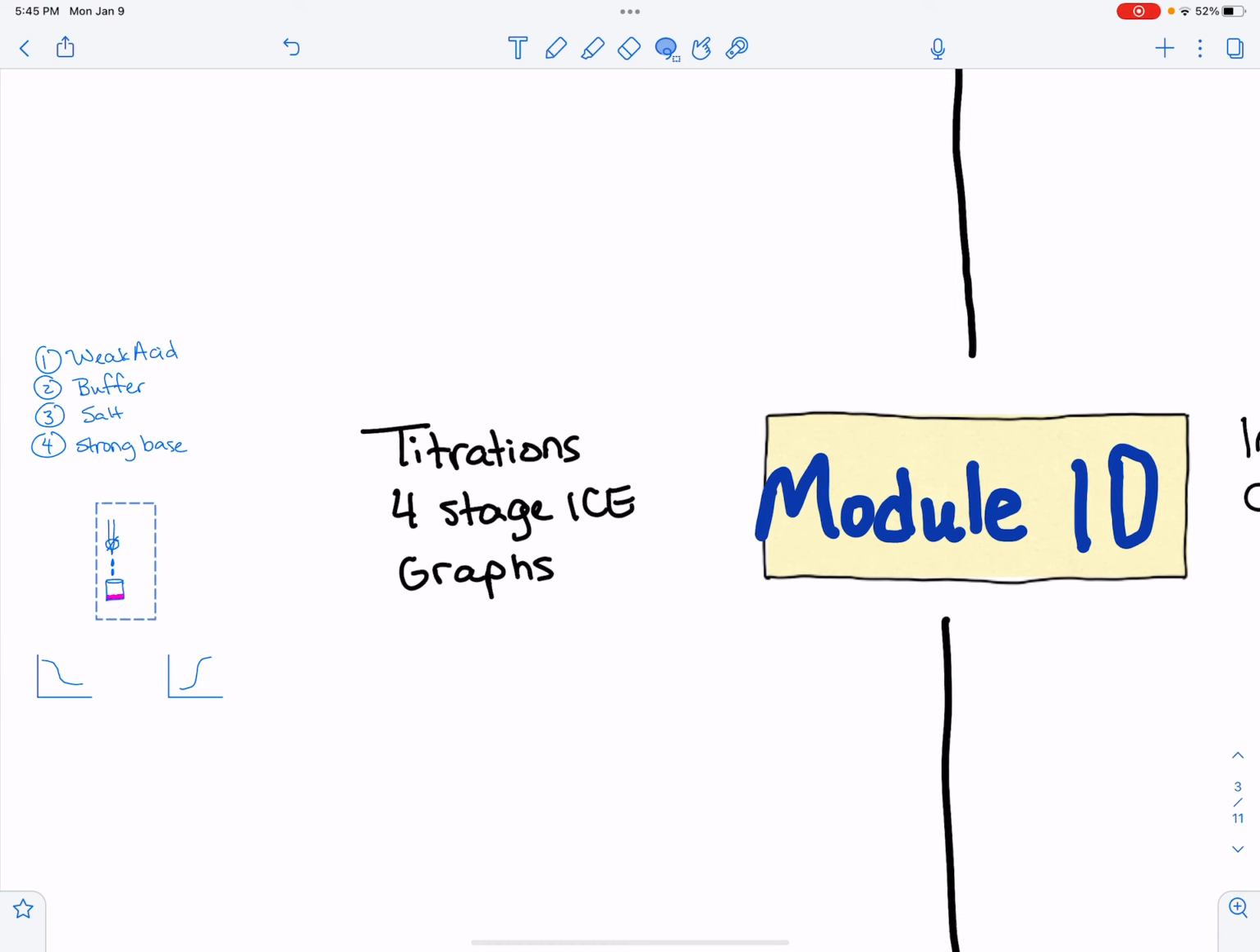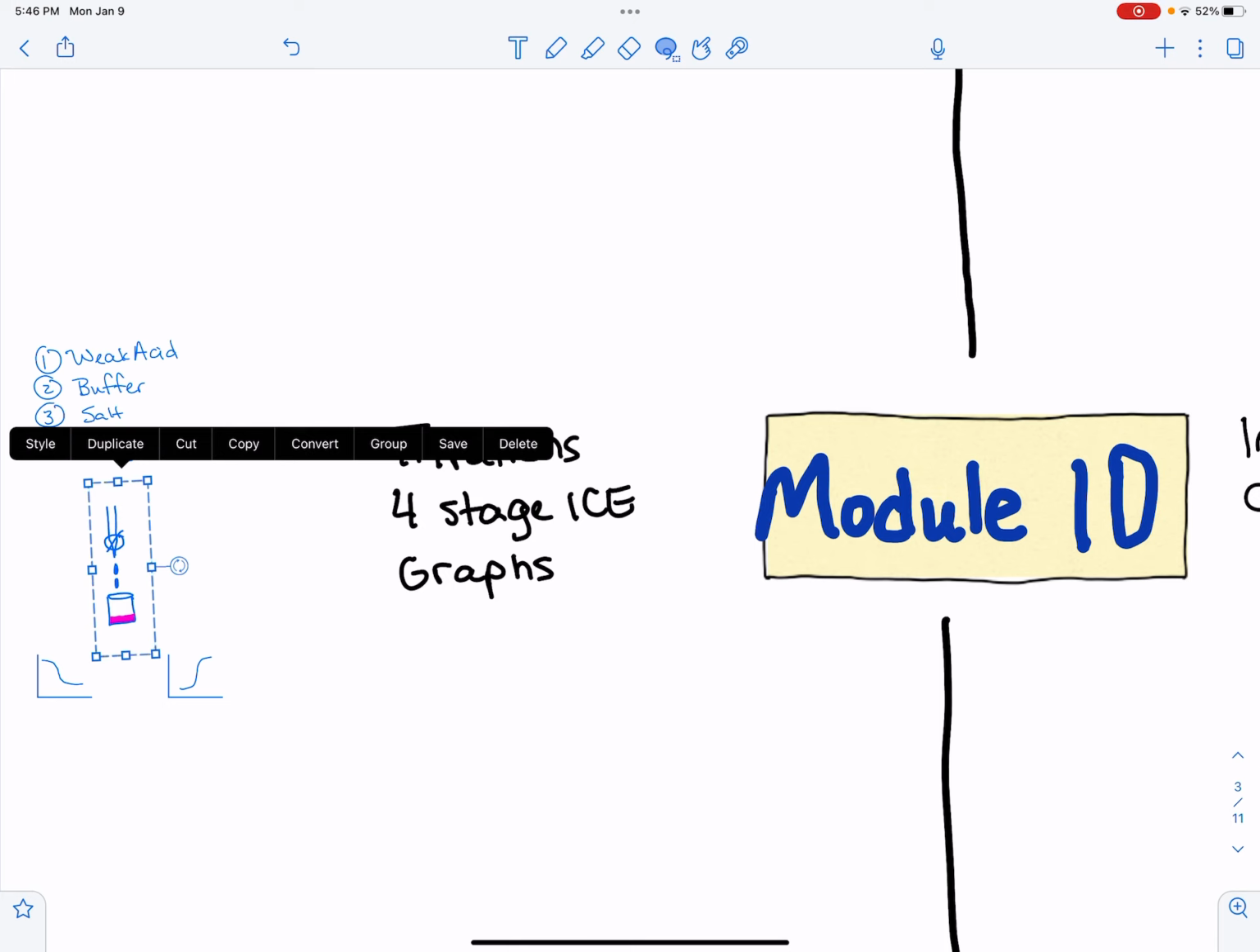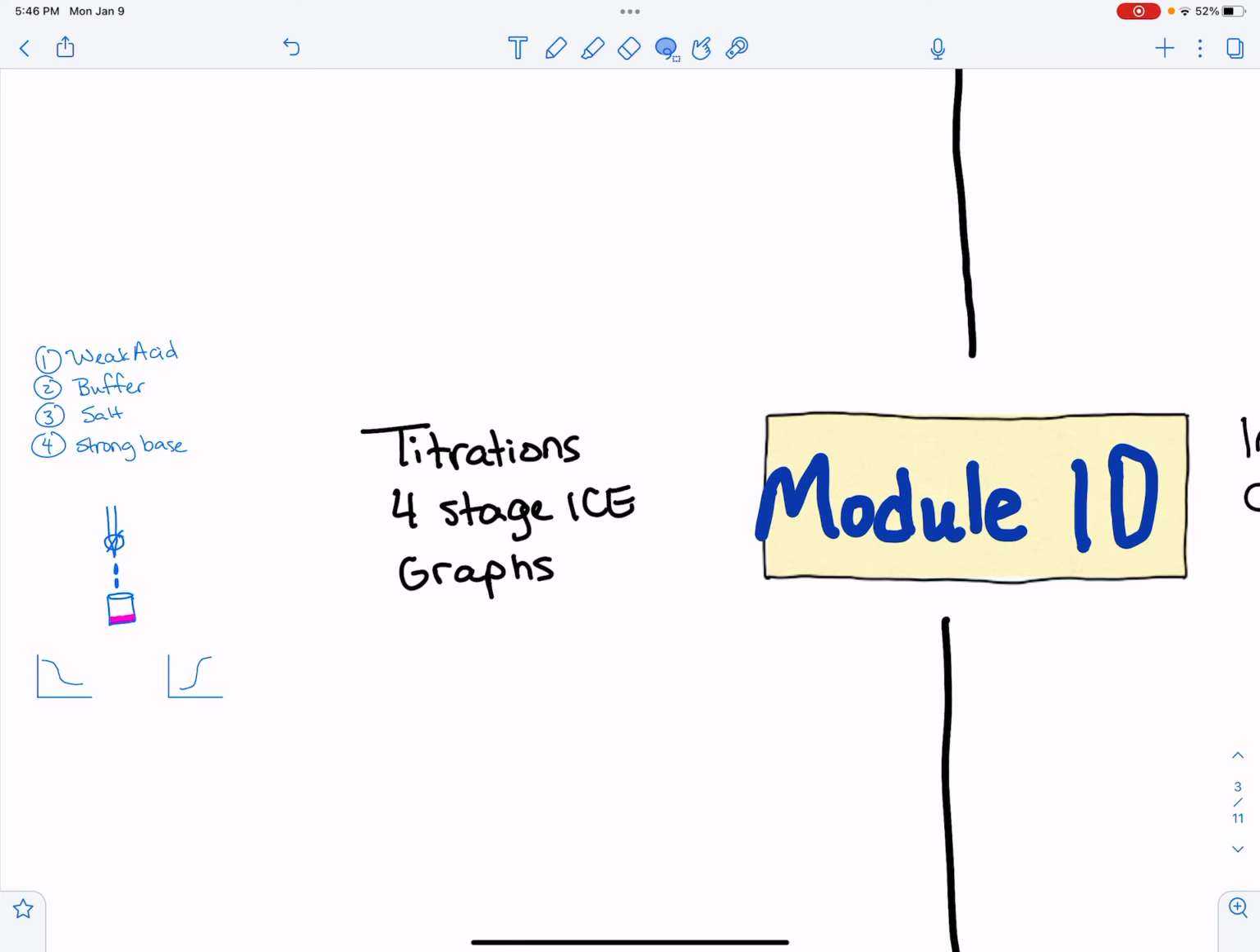A titration is where you're dripping liquid into a container. It's got a little turning knob, and it's a real long tube. It's a burette. This section is a burette. Those are titrations, where you're dripping something in slowly to something else.